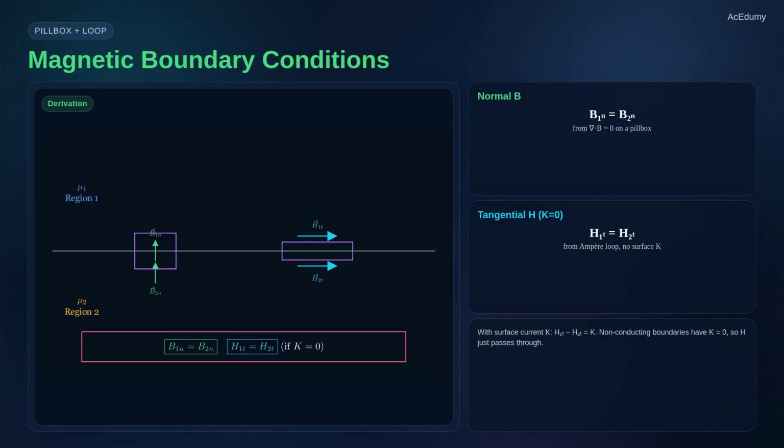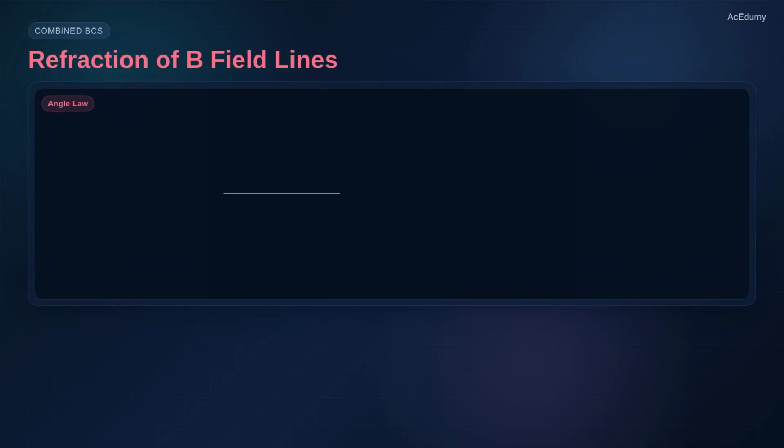If there's no surface current, the usual case for non-conducting boundaries, we get H1 tangential equals H2 tangential. Tangential H is continuous. Two rules, both earned from the integral Maxwell laws. Here's a quick payoff. Combine the two boundary conditions and you get the refraction law for magnetic field lines.